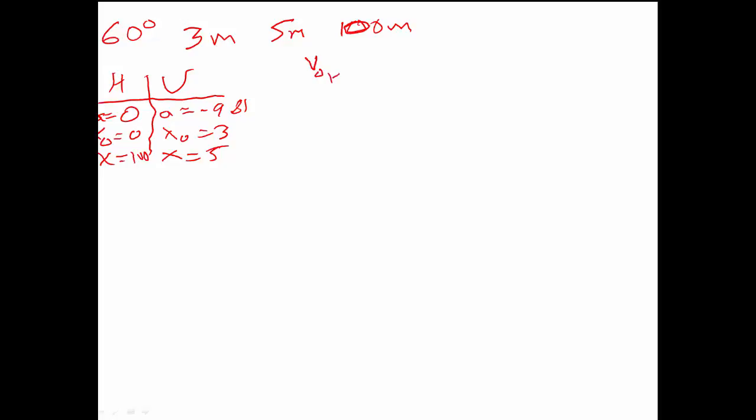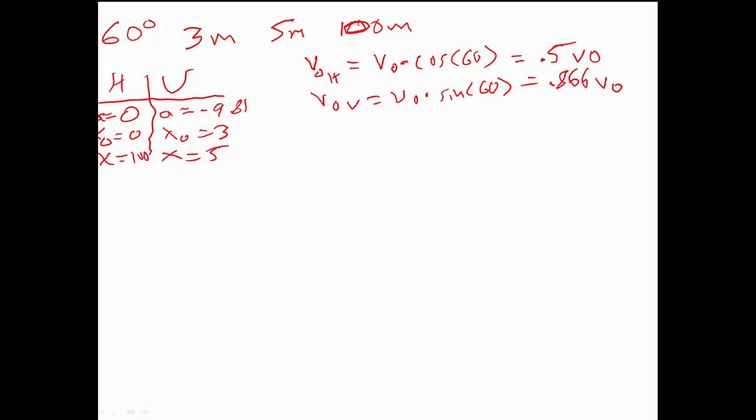The initial velocity horizontal will be the total initial velocity times the cosine of 60, and the initial velocity vertical will be the initial velocity times the sine of 60. If we do these out, the cosine of 60 comes out to 0.5, so this one will be 0.5 times the initial velocity, and the sine of 60 comes out to 0.866 times the initial velocity.